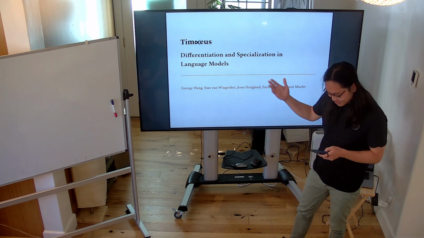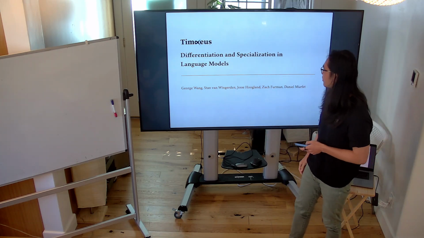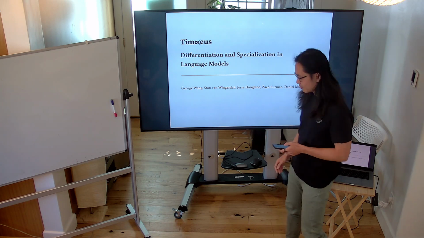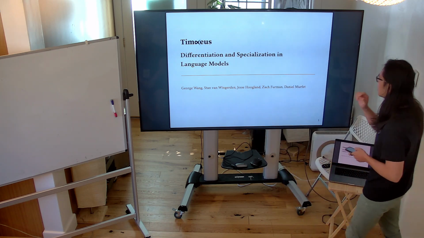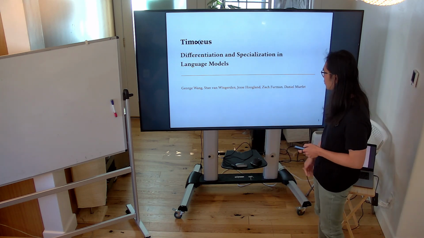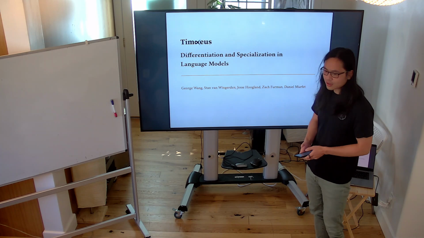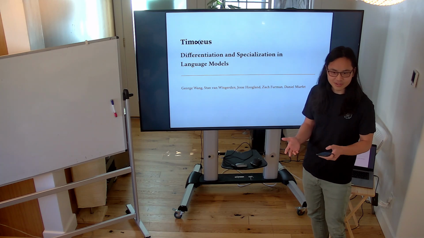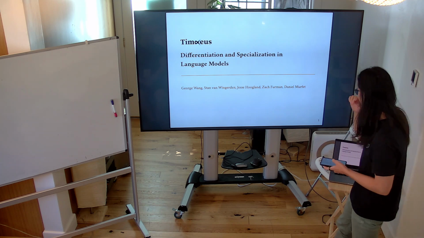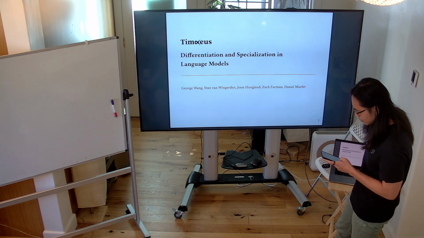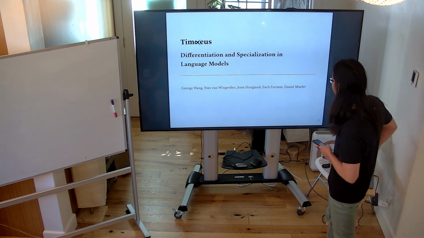Yeah, so this work will hopefully be on arXiv soon. It's not yet, but please keep an eye out. We did this work at Timaeus. These are the co-authors on this work. Zach's not here, but everybody else is in the audience. This is going to be a little bit light on technical details.